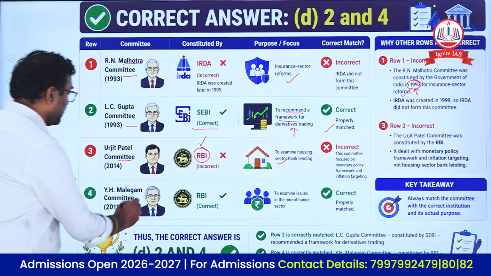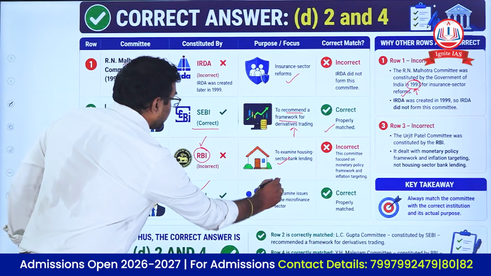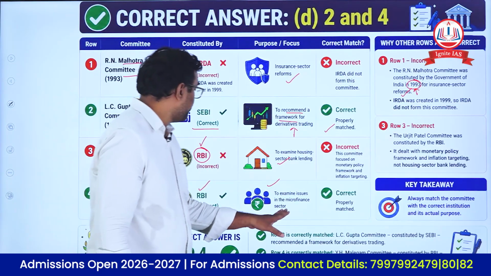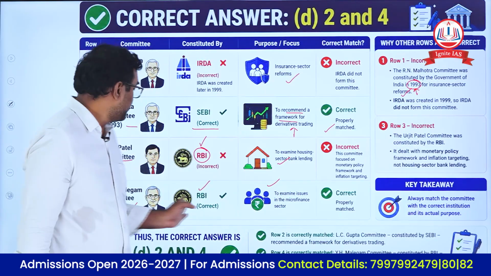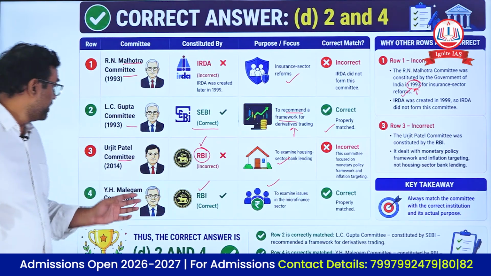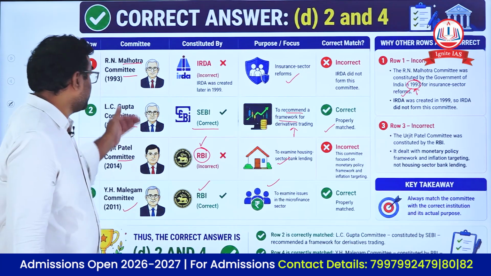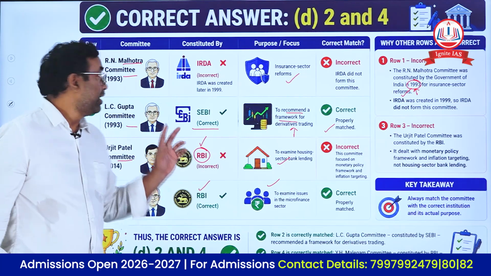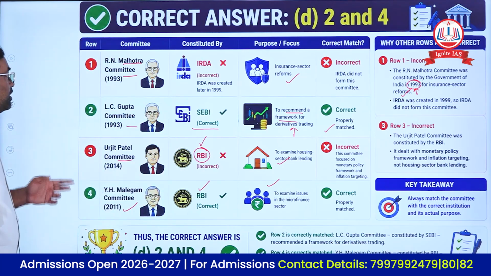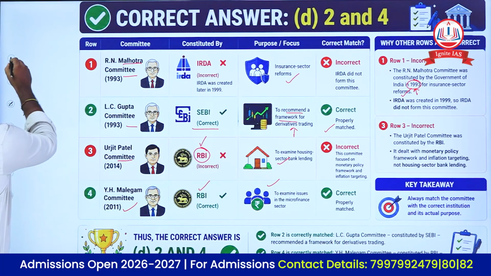Now the Malegaon Committee, RBI, to examine the issues of the microfinance sector. This is correct because the Malegaon Committee was appointed by RBI to address the issues of the microfinance sector. The answer here is 2 and 4, and the first and third statements are wrong. That is the basic point you need to remember.